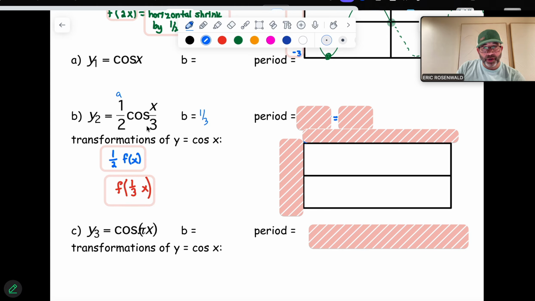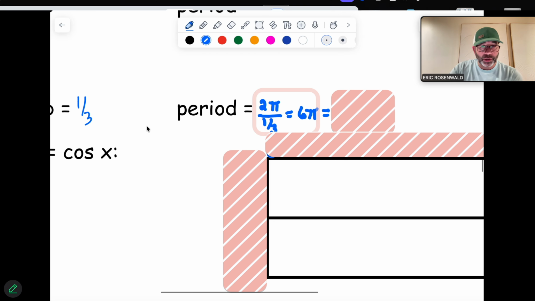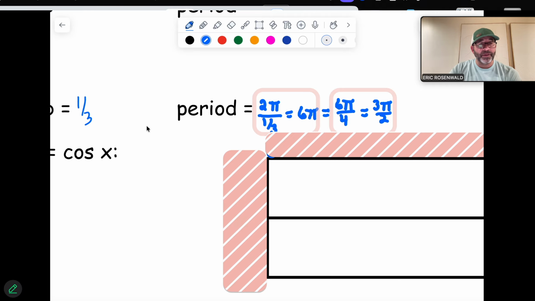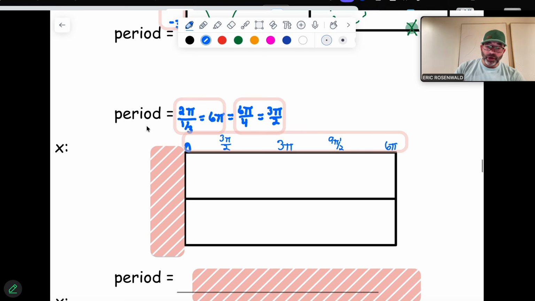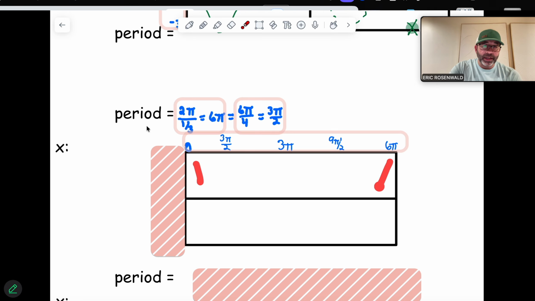And then we have a 1/3 on the inside, which means I have a horizontal stretch by 3. Why do we have a stretch? Well, if I take the period, which is 2 pi over 1/3, and simplify it, it's going to now equal 6 pi. So instead of equaling 2 pi, now it equals 6 pi. Break this into 4 increments. 6 pi divided by 4 means that each movement is going to be 3 pi over 2. So I start at 0, I go up by 3 pi over 2, keep doing that until I get to 6 pi at the end there. And from 0 right here to 6 pi, it is 6 pi long, which is our period.